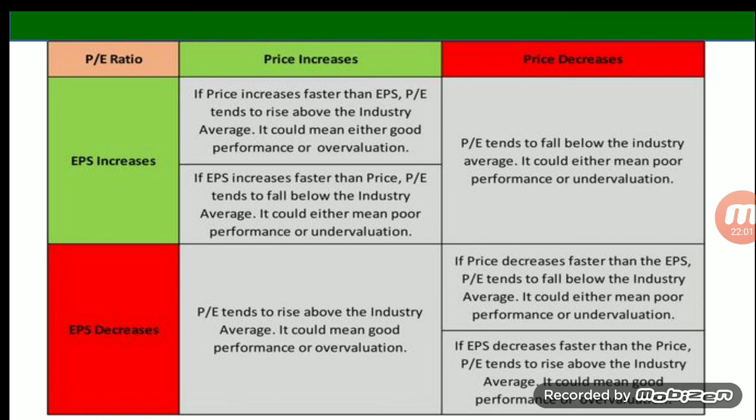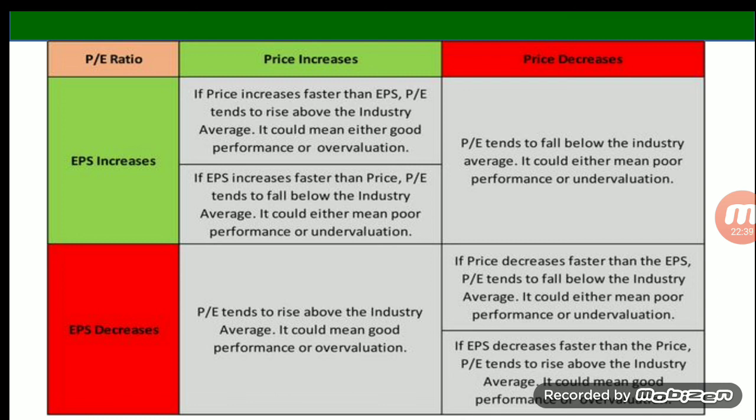Some other conclusions we can also have here. When EPS, earnings per share, increases, if price increases faster than earnings per share, P/E tends to rise above the industry average. It could mean either good performance or overvaluation. If EPS increases faster than price, then P/E tends to fall below the industry average. It could either mean poor performance or undervaluation.